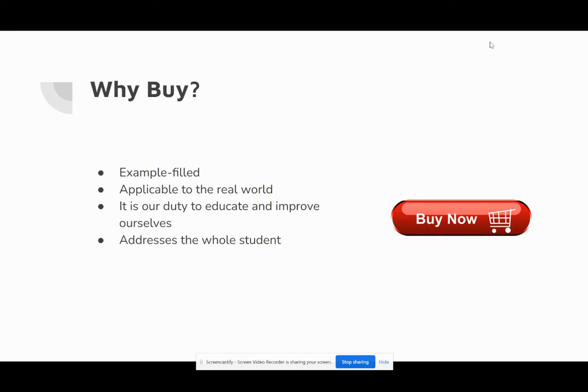Really, what we have been talking about is curriculum and how you teach the student. It's how you teach all those other things other than the actual content itself, which I think this book does a great job of addressing.